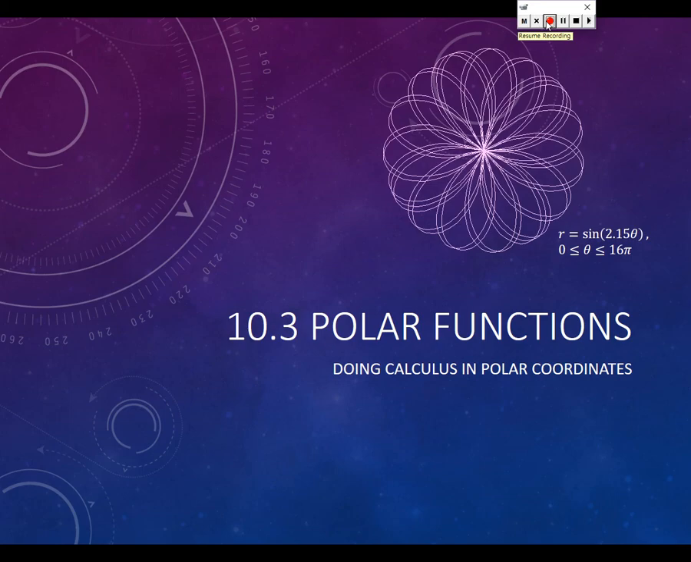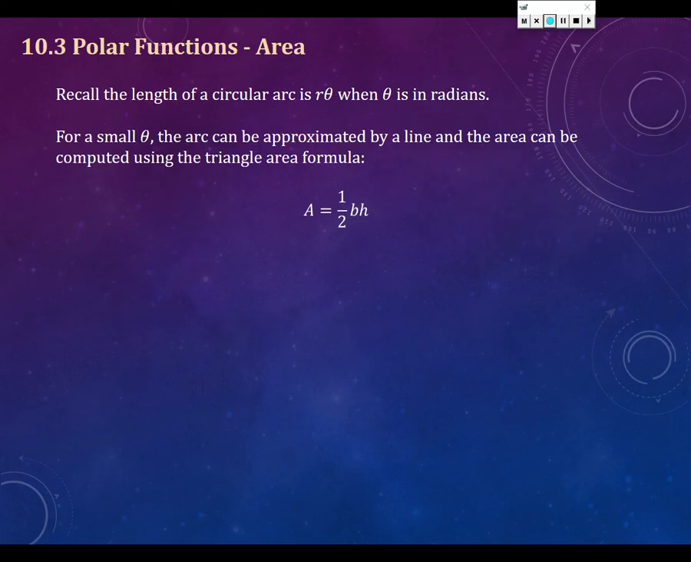Today we want to talk about area now a little bit. So let's move in that direction, and that'll be our last content for the day.